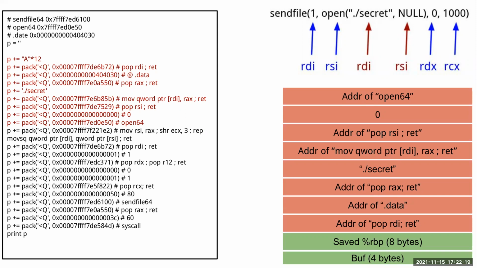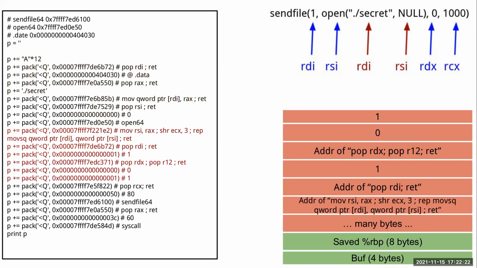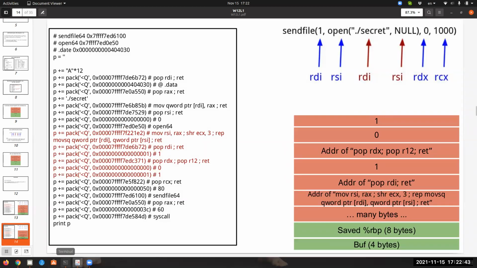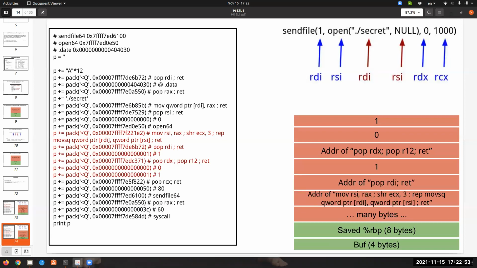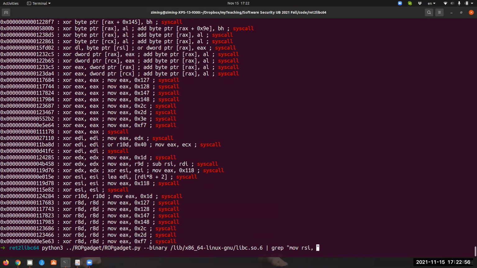So the next thing you want to do is you want to move the value in RAX to RSI. So you will look for gadgets like move RSI RAX. However, you cannot find a gadget like that. Let me show you. So we're looking at the library. So we look for gadgets, move RSI, RAX.